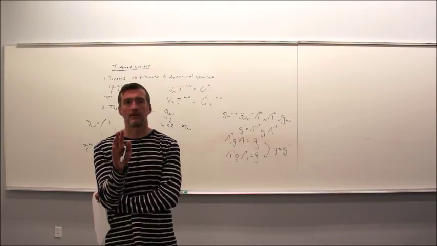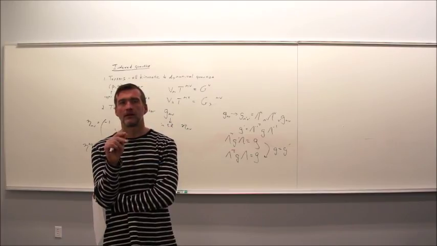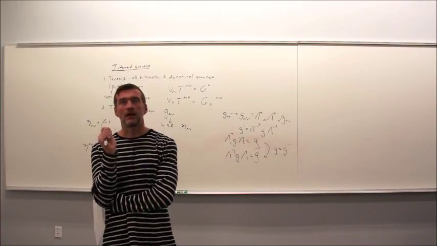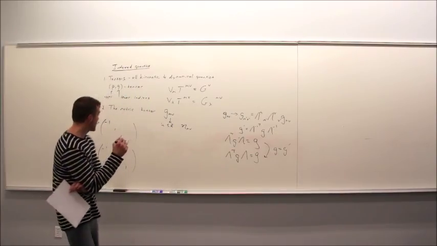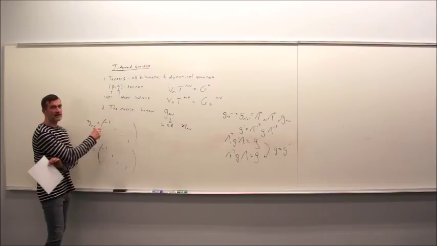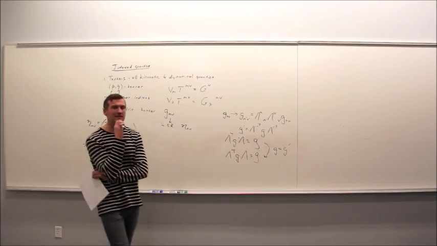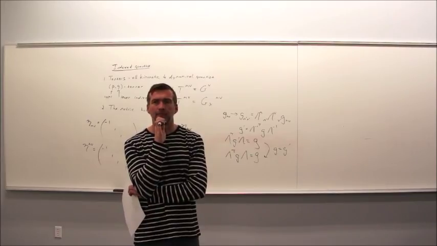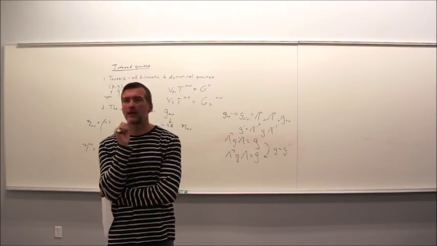Is it a different tensor if you just move the negative around or no? Say it again? Move the negative down here, as opposed to there? Yeah, that's a different tensor. That's certainly not the metric tensor anymore. Okay. Yeah, you could probably come up with an example.